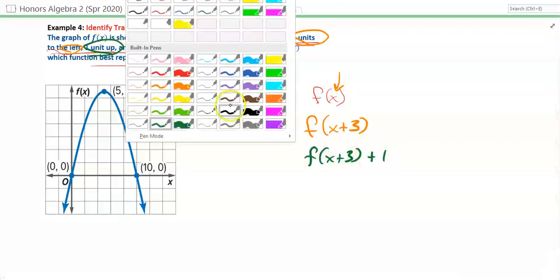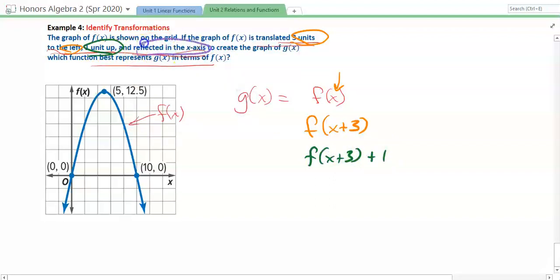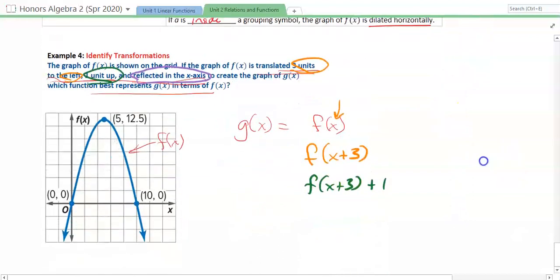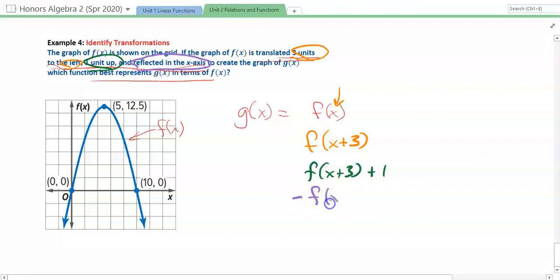And finally, our third piece is this reflected in the x-axis. If we go back, remember the reflection in the x-axis is going to be outside the grouping symbol, or it's going to be outside our function notation. And so we're going to get negative f of x plus 3 plus 1. And so our g of x function, the one that would be transforming this function based on these steps, would be g of x is equal to negative f of x plus 3 plus 1. Okay, so again, think about each individual piece as we go through and how it would transform the function, and that's what we're looking at.